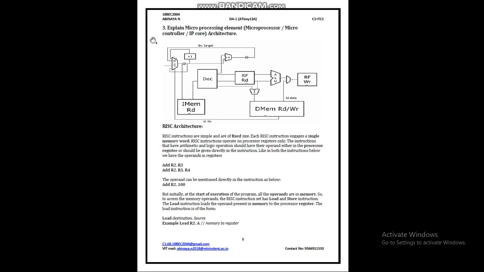And in the third question, they have asked about the microprocessing element architecture. Basically, this microprocessing element has the RISC architecture. RISC instructions are simple and of fixed size. Each RISC instruction occupies a single memory word. RISC instructions operate on processor registers only. The instructions that have arithmetic and logic operations should have their operands either in the processor registers or given directly in the instruction. Like in both the instructions below, we have the operands in registers. You can see here, this is an example of it.